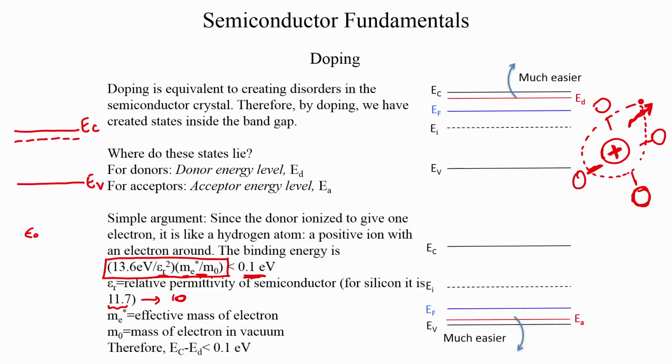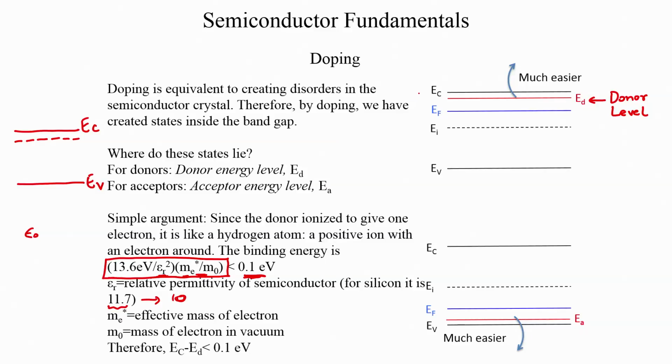Therefore, the moment you add a donor, you are creating a trap state, or you are creating energy states due to this donor, which is located at energy level ED. So this is something called the donor energy level or the donor level, and this ED is located at around 0.1 electron volt from the conduction band edge.